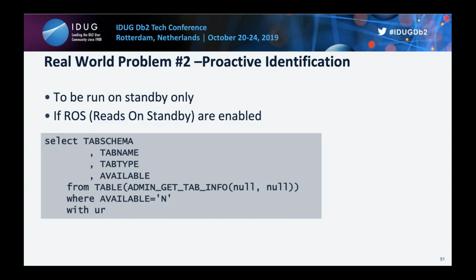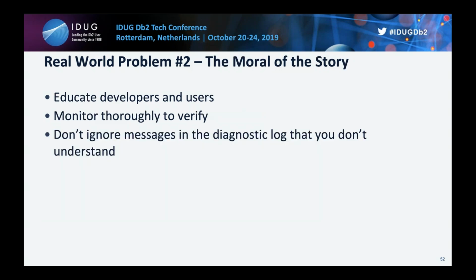If you have a standby and you want to see if anything like this is occurring, if you have reads on standby enabled, you can run this particular query and it will give you any tables or table spaces that have this issue occurring for them. It's a nice way to check proactively for the problem. So the moral of this story is you want to educate your developers and users, but then you also need to not trust them and monitor thoroughly to verify that things are going right. And you don't want to ignore messages in the diagnostic log that you don't understand.